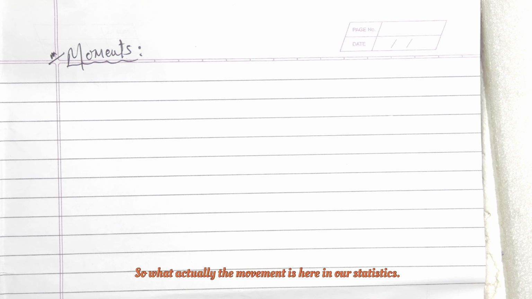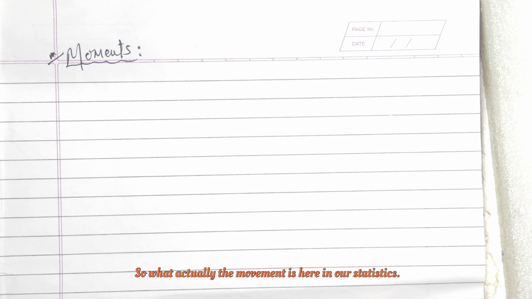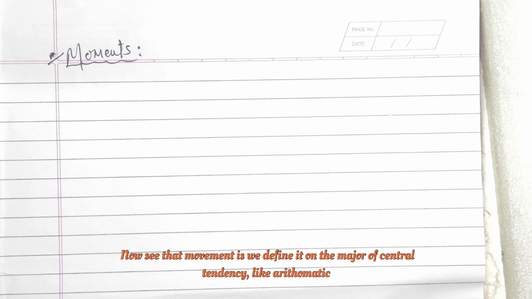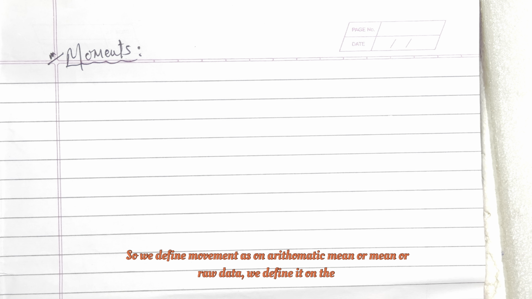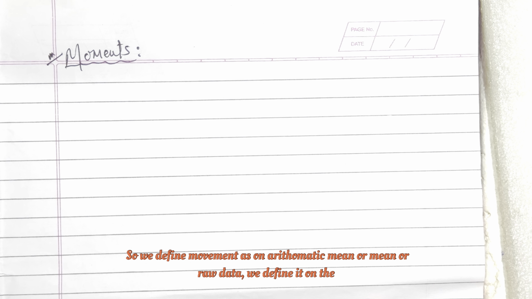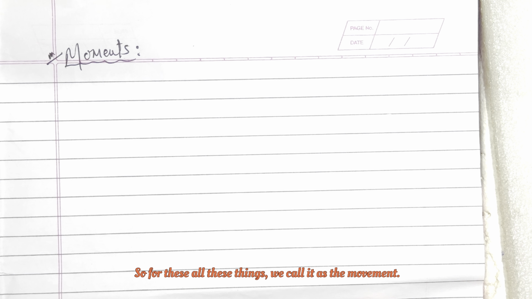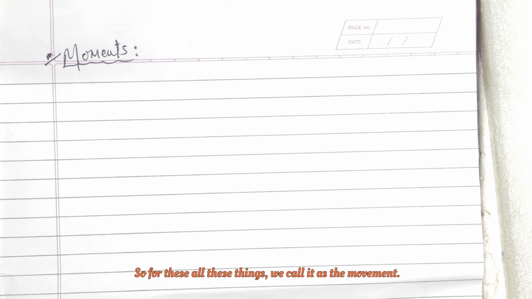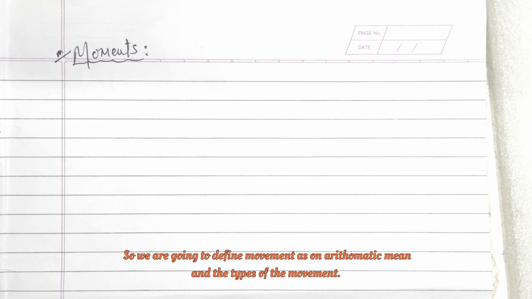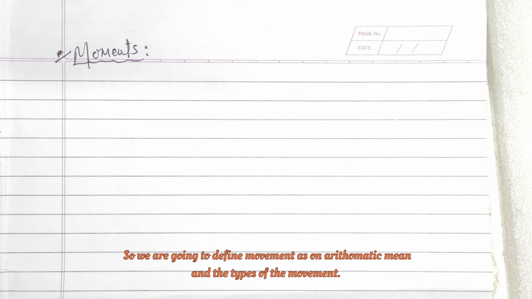So what actually are moments in statistics? We define moments on the measure of central tendency, like the arithmetic mean. So we define moments on the arithmetic mean, or on the mean of raw data. All of these things we call moments. So we are going to define moments on the arithmetic mean, and the types of moments.